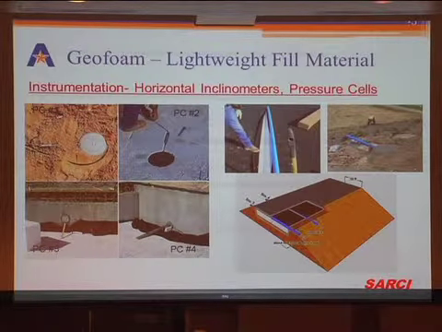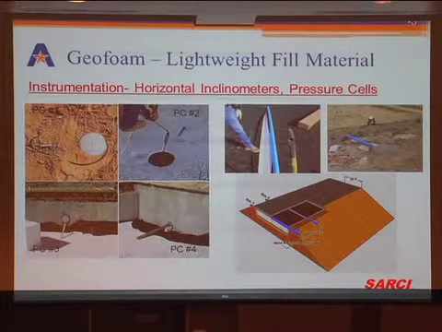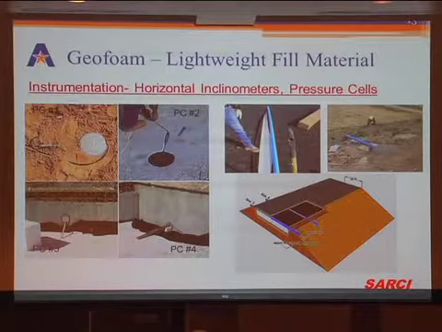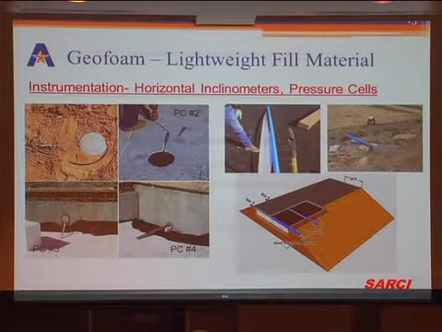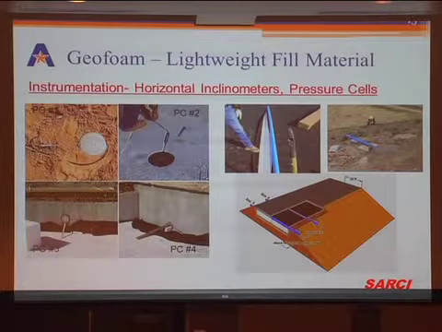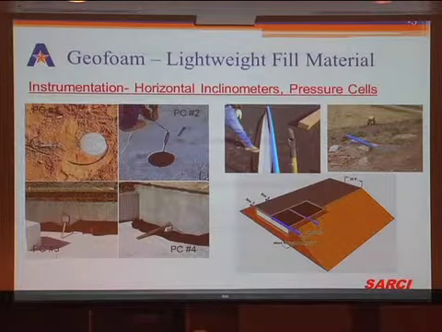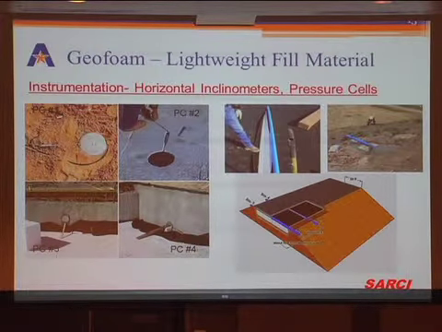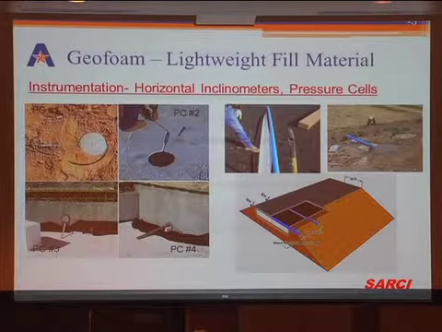As a part of implementation, we were able to instrument this. What you see here are two types of instrumentation. The blue casing is your inclinometers, going from one end to the other end. And the other one is the pressure cells. We put pressure cells both horizontal and vertical. And I'll show you some of our results here.